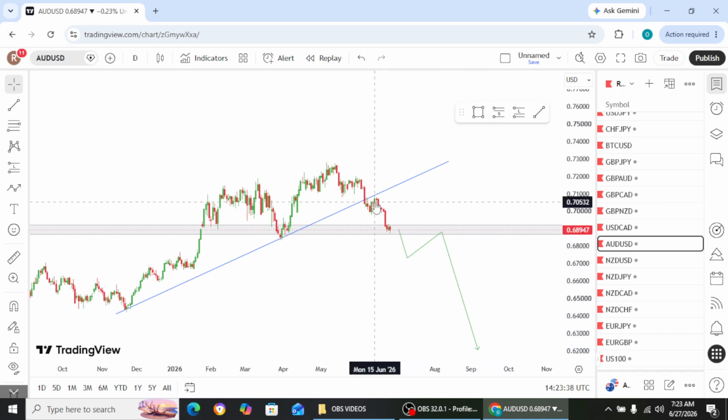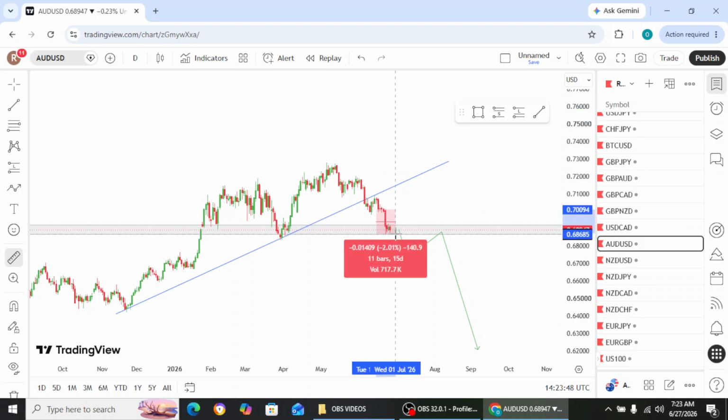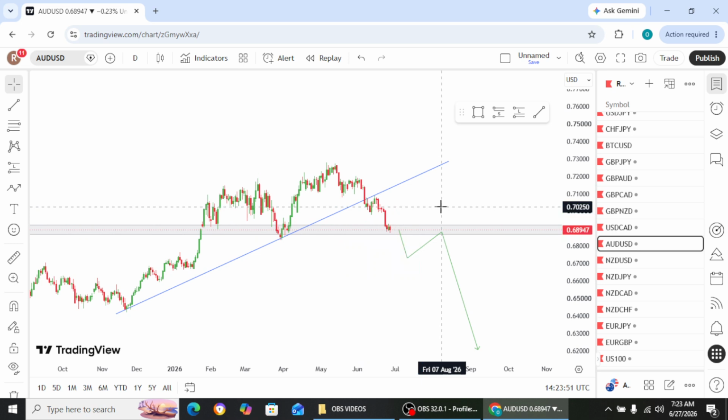Okay, but some persons started selling here. If you started selling here, you have made a lot of profit also. Good. You have made a lot of profit. I told us about entering early. As you can see, the market started forming lower high, lower high, lower high.